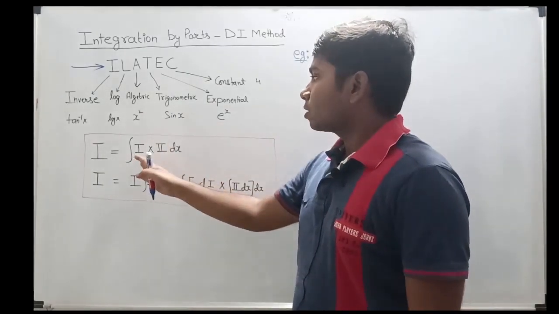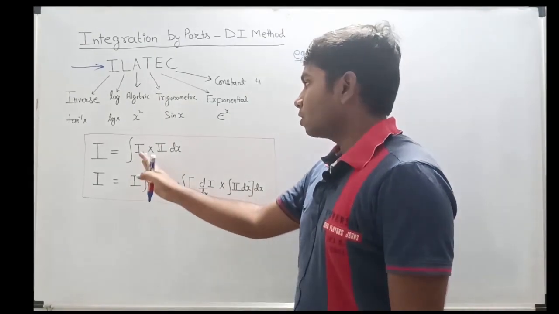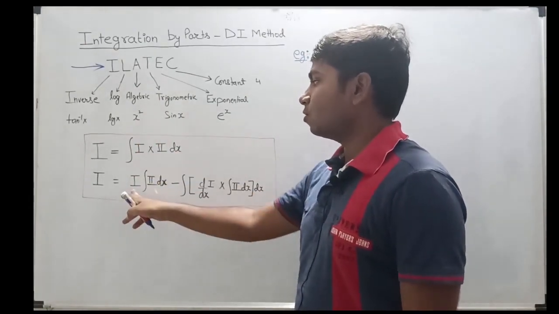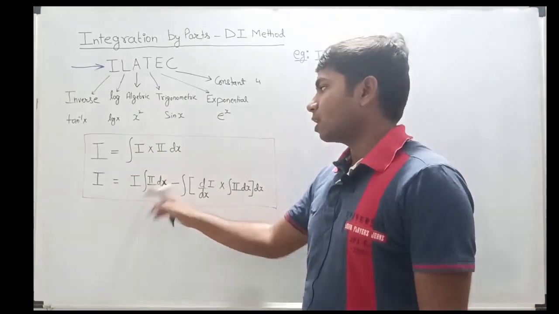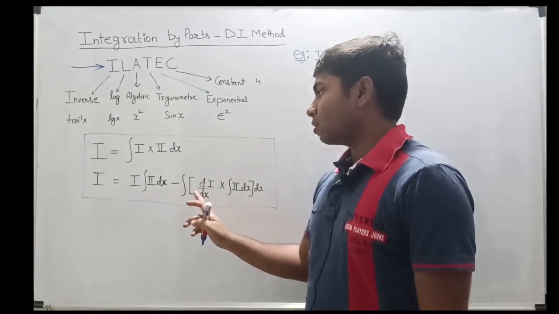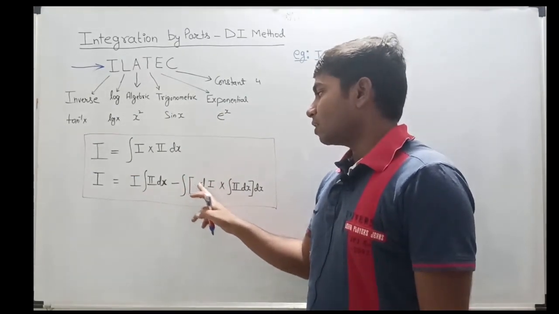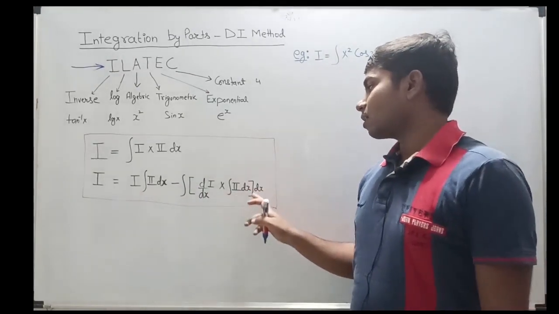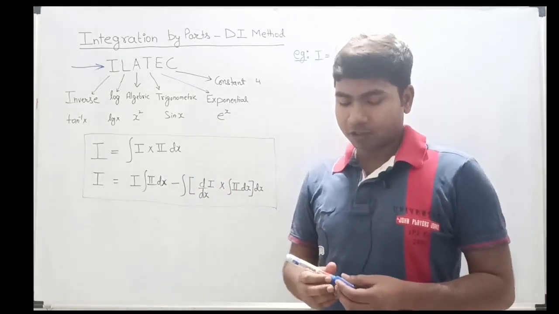So the formula to solve the integration by parts is like this. Suppose we have chosen our first function, then you have to leave that function and integrate the second function, and then the minus sign, the complete integration, and then one bracket, differentiate the first function multiplied with the second function integration, and the complete function integrate. We have to integrate the complete function.